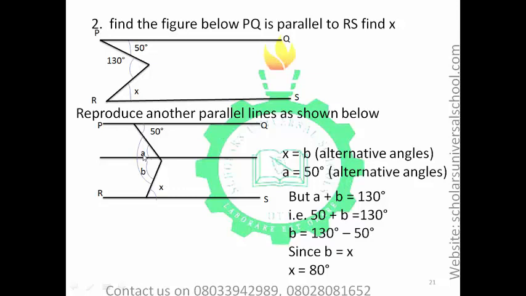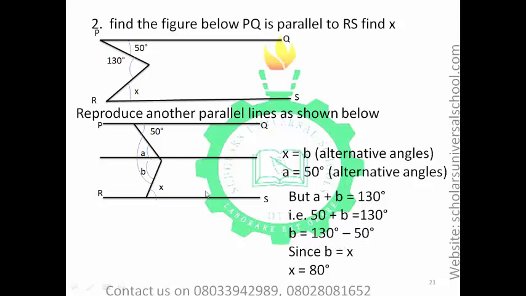So which means A is equal to 50 degrees, which is what? Alternate angle. Wow, I'm able to solve for A. Definitely I can find my B because I've been given the angle to be 130 degrees. So what I need is to subtract 50 from 130 degrees. Look at it here. But A plus B is what? 130 degrees. That is 50 plus B is equal to 130 degrees. Then take 50 to the other side, subtract it from 130. Then I have what? 80 degrees.